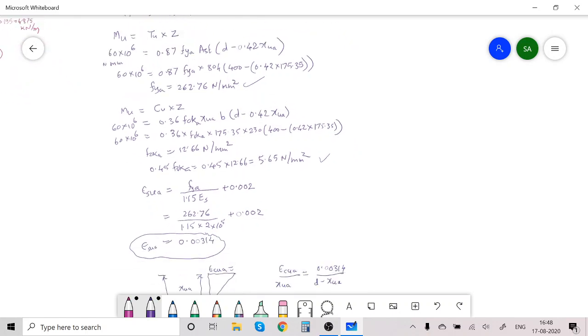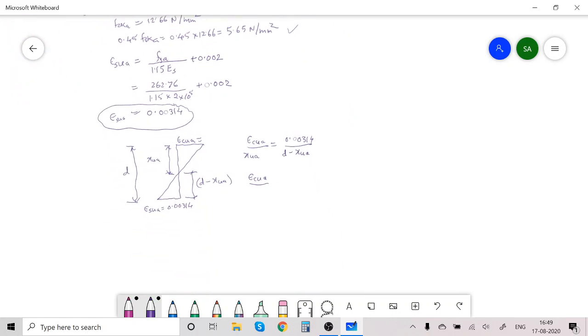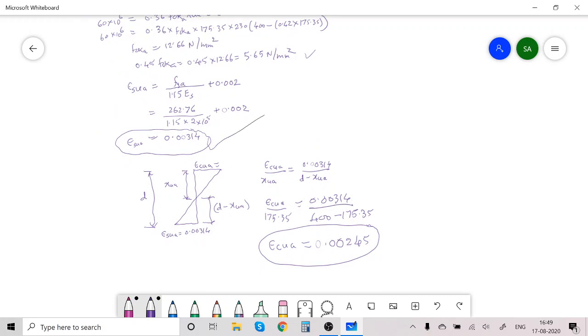175.35. So strain in concrete actual divided by 175.35 is equal to 0.00314 divided by (d is 400 minus 175.35). So simplifying this, what we will get, strain in concrete actual is equal to 0.00245. So this is the strain in concrete actual. This is the strain in steel actual.